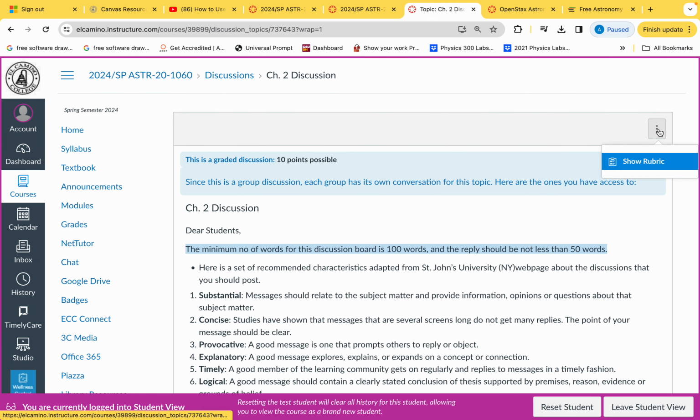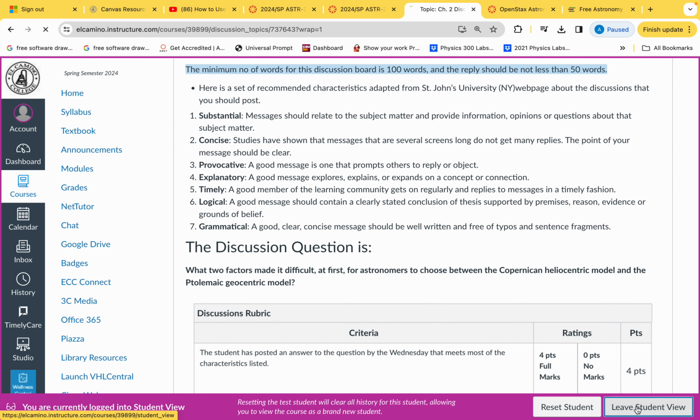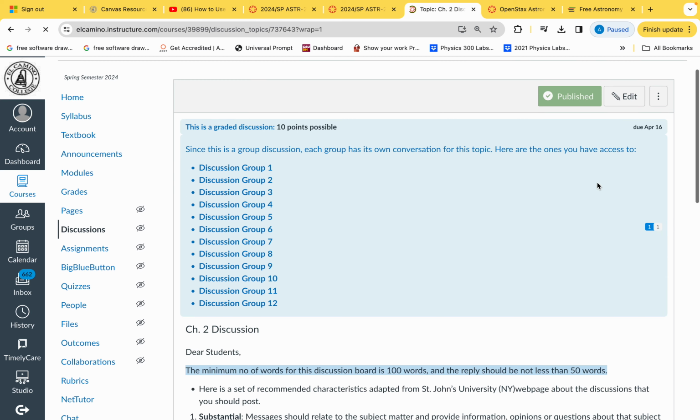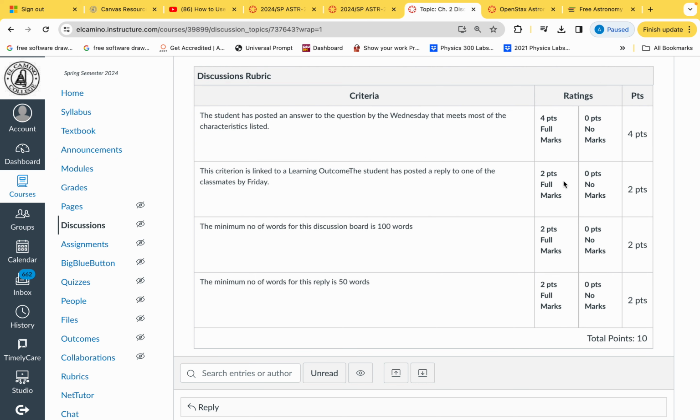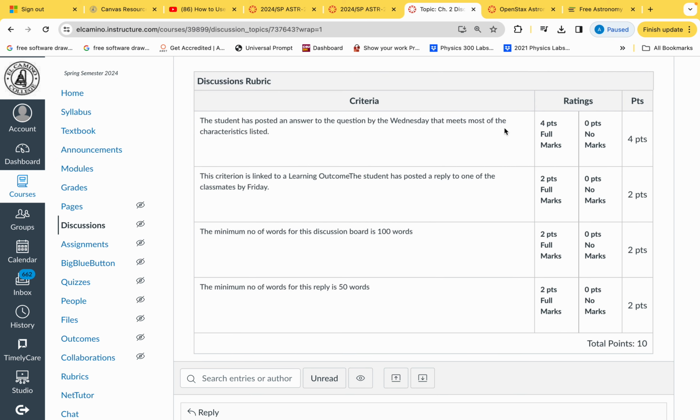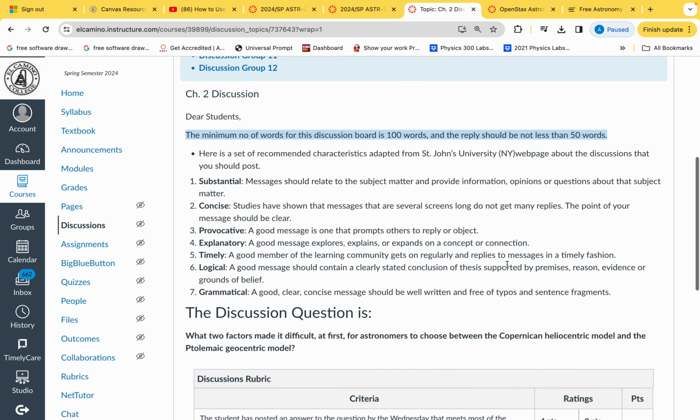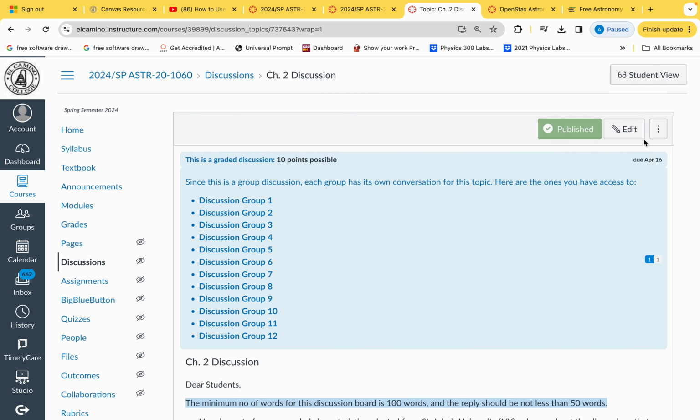Now if we go here, let me leave the student view. I want to go here. You can see here all the groups in the class. There is a rubric here. You should answer by the due date, 4 points, and I will say reply 2, and here the minimum of words 2 and 2. Usually I will give you 7 points for the initial post and 3 points for the reply.